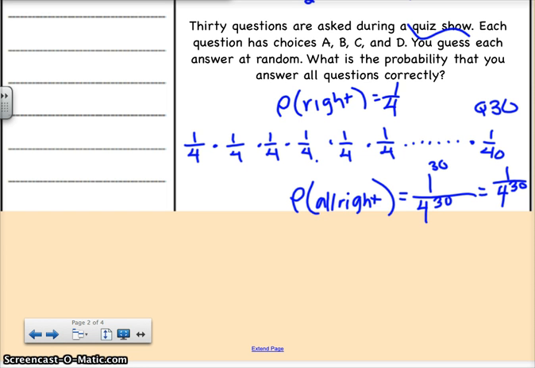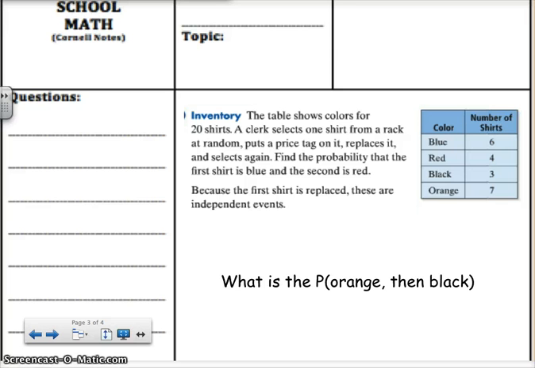What's the chance you actually would get one right? That's the theoretical chance. Looking at this table, a table shows colors for 20 shirts. A clerk selects 1 shirt from a rack at random, puts a tag on it, and replaces it. They're independent. She's just putting it back, so I still have the same outcomes. Find the probability that the first shirt is blue and the second one is red.